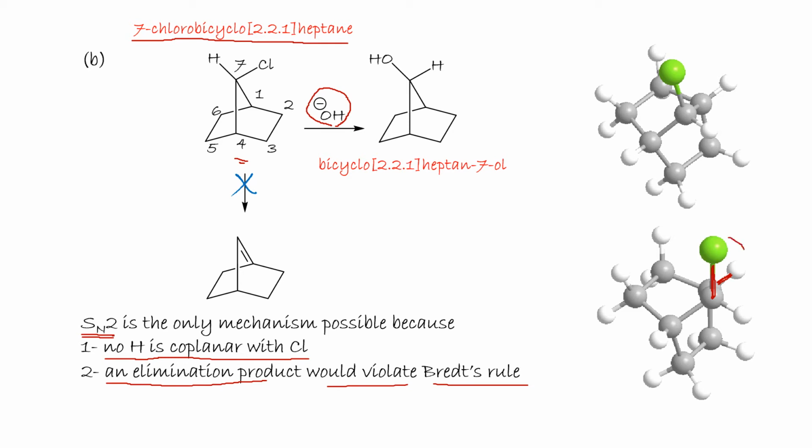So theta here is not 180 as usual, or 0. So the only expected product will be the substitution and the formation of bicyclo[2.2.1]heptan-7-ol.